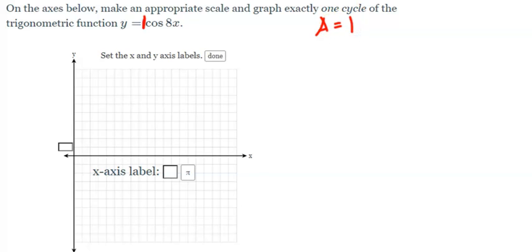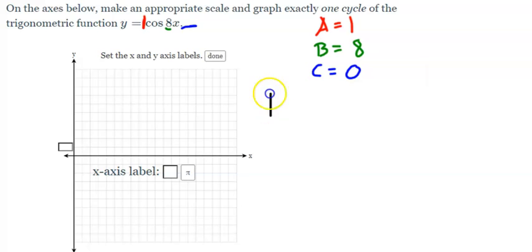Our frequency is the coefficient of the x, so therefore our capital B is equal to 8. As for the midline, again, we don't have anything added or subtracted with it at the end, so we can safely assume that the midline is equal to 0.